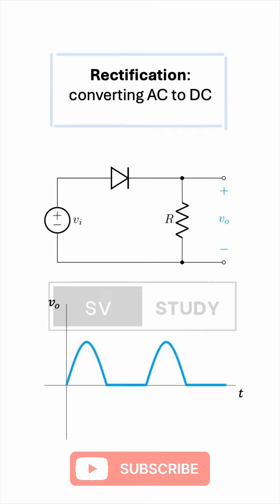We can see that a bipolar input is now a unipolar output, an output with a single direction. The diode successfully converted an AC input into a DC output, and this is just one of many applications that the diode plays a fundamental role in.